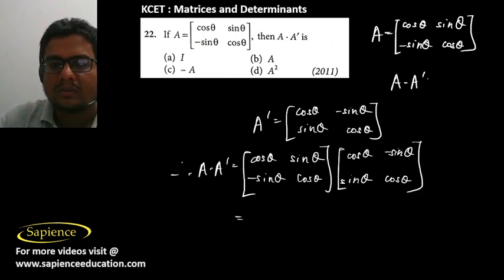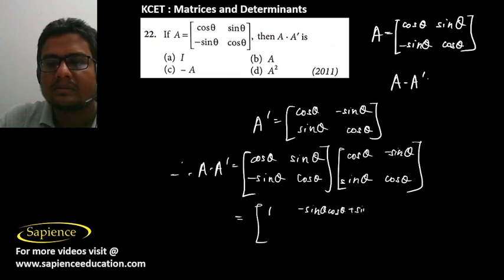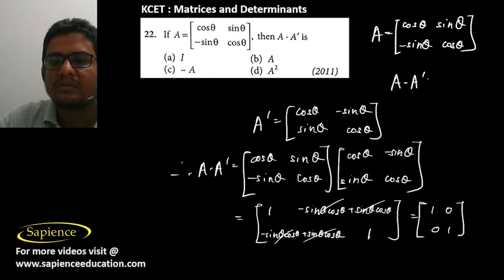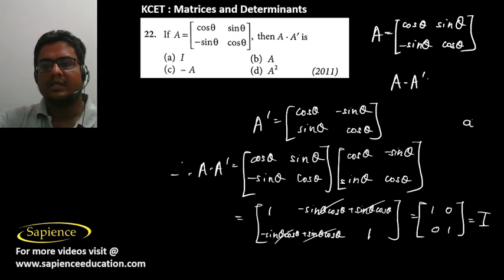This will be equal to, so we have to take the product of the elements of the first row and first column. So this will be cos square theta plus sin square theta, that is 1. Then again this is minus sin theta cos theta and plus sin theta cos theta. Then this is minus sin theta cos theta plus sin theta cos theta, and this is again sin square theta plus cos square theta, that is 1. So this is 0, so this is 1 0 0 1, so that is equal to I. So option A is the correct answer.